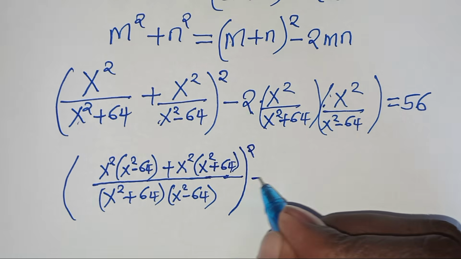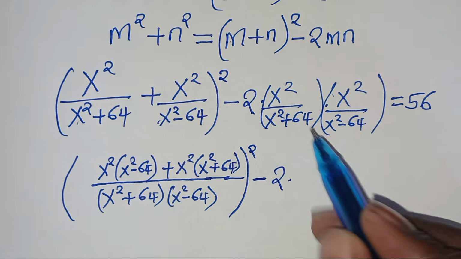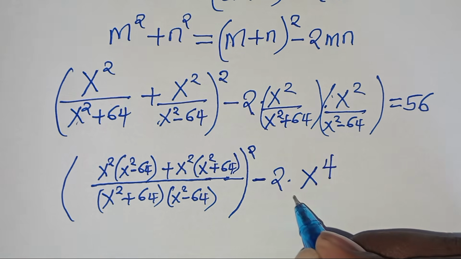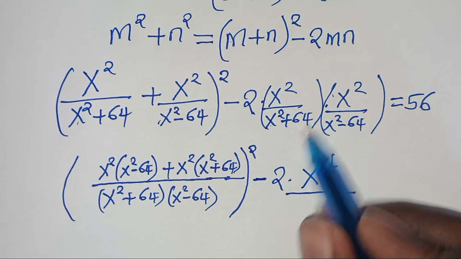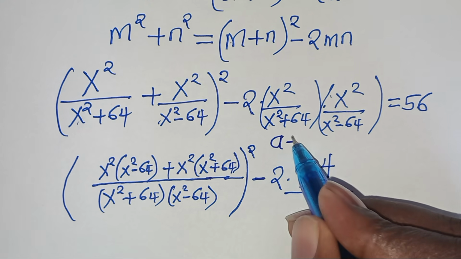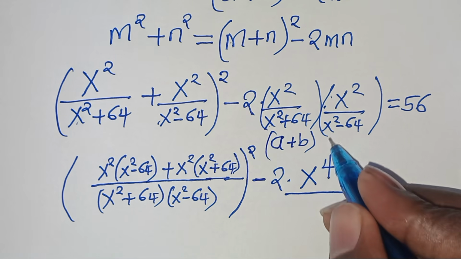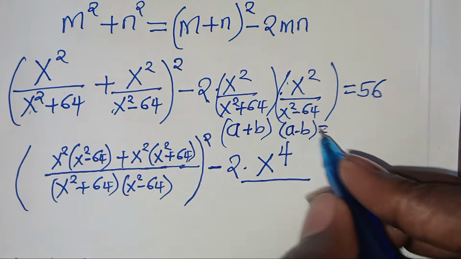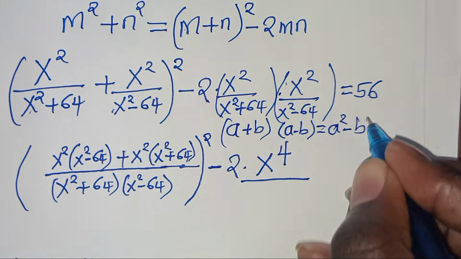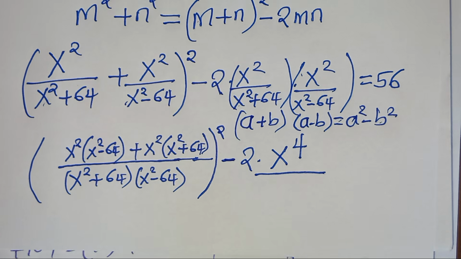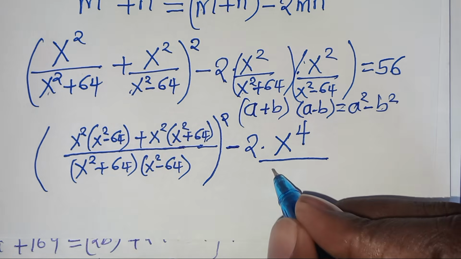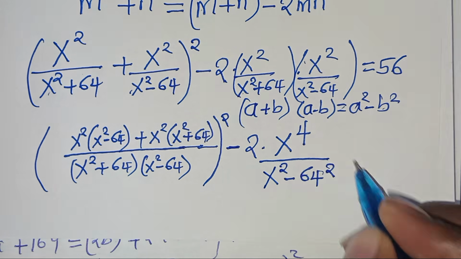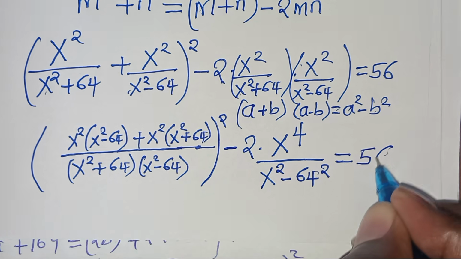Then now let's subtract 2 multiplied by x squared times x squared. This is x to the power of 4 divided by x squared plus 64, which is in the form of a plus b, multiplied by a minus b. This can be expressed as a squared minus b squared, the difference of two perfect squares. So we have x squared minus 64 raised to the power of 2. This is equal to 56.